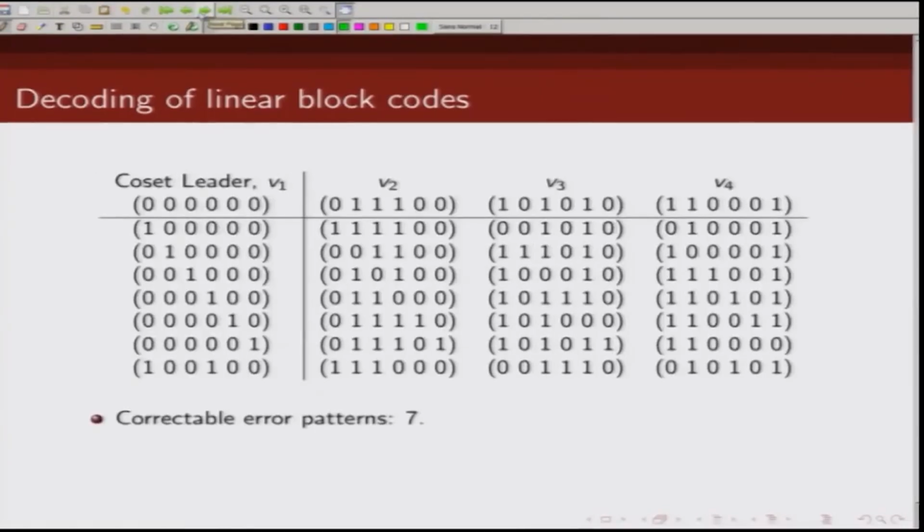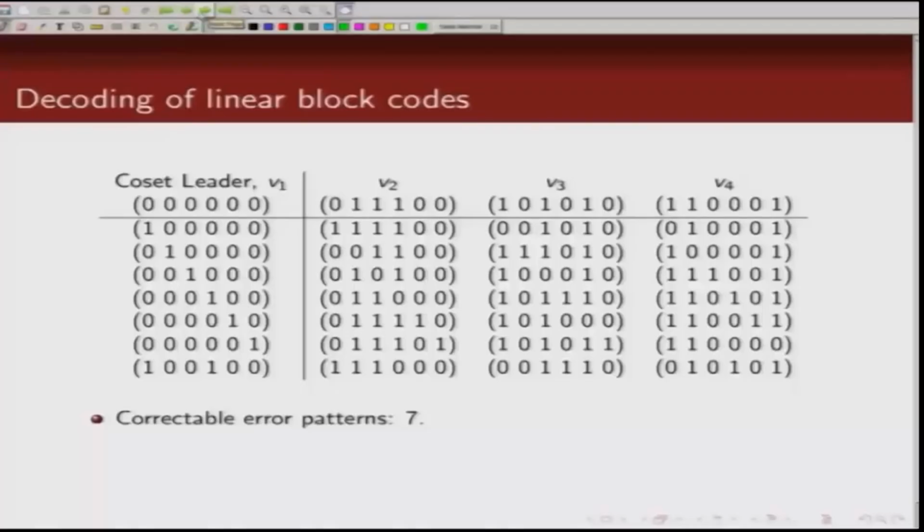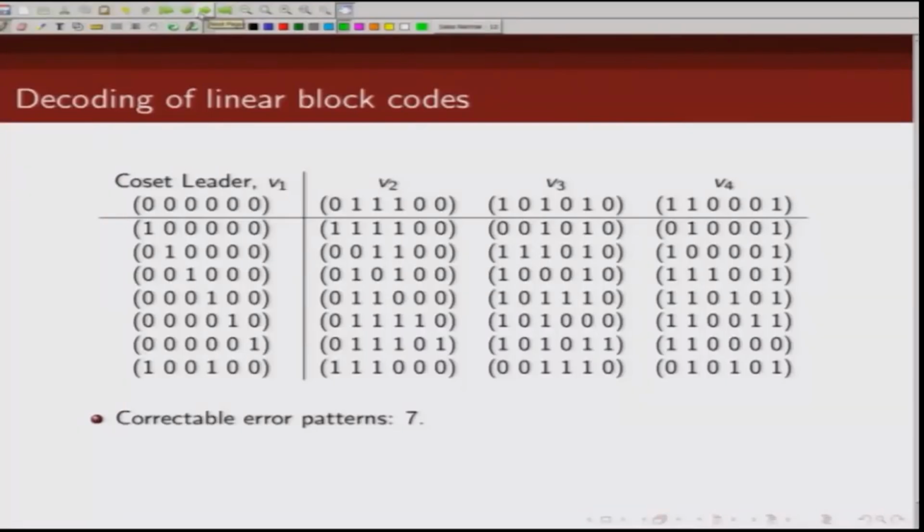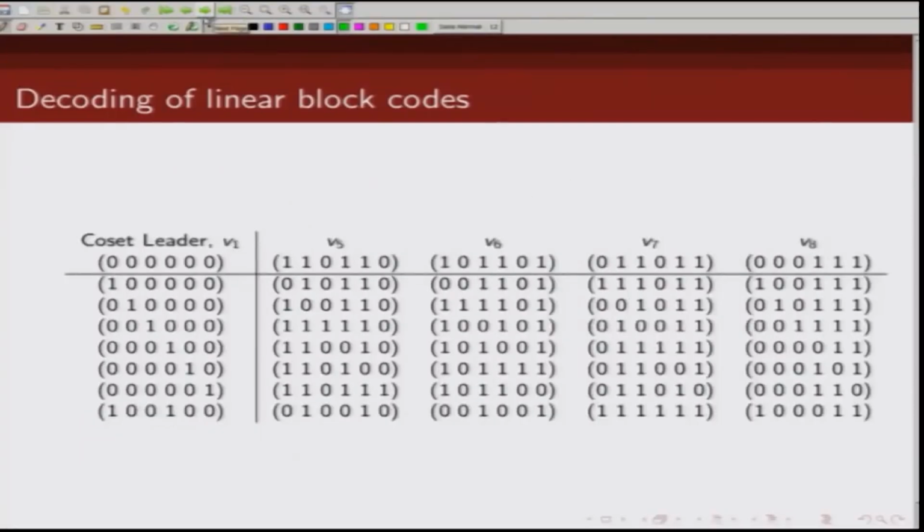The first step is the creation of the standard array, and I believe you now know how to create a standard array. The first row of the standard array will be the set of code words. You are already given the generator matrix, so you can generate the set of code words. The leftmost entry in the first row should be the all-zero code word, and then you can place the other code words in any order. I could not fit all the columns in one slide, so I have V1 to V4 in this slide, and V5 to V8 in the next slide.